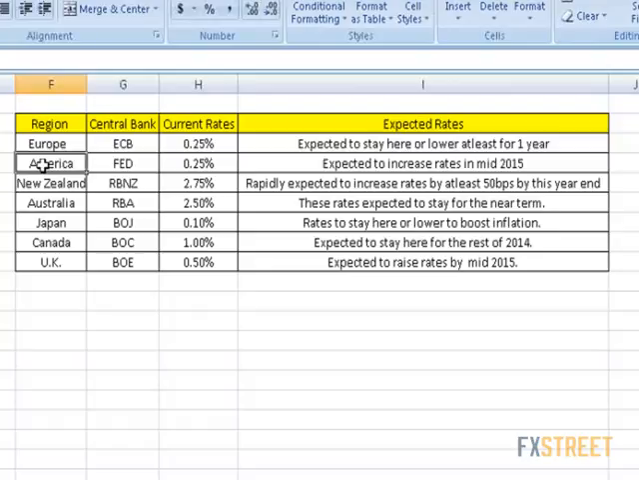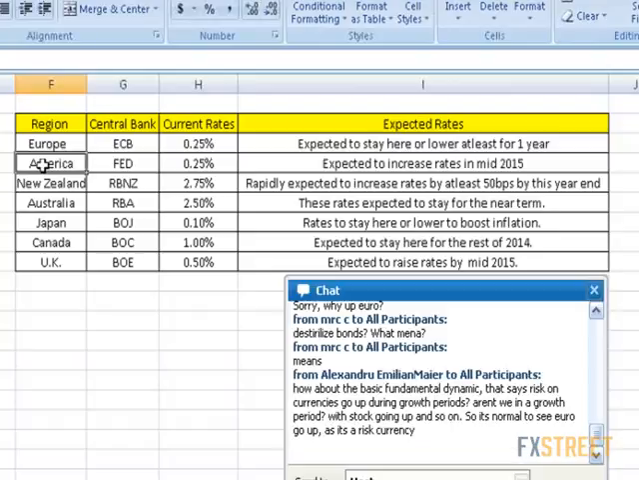All right, so I've got a question from Alexandro Emilian. How about the basic fundamental dynamic that says risk-on currencies go up during growth periods? Aren't we in a growth period with stocks going up and so on? So it's normal to see the euro go up as it's a risk currency. All right, just to make it clear, the euro is not really considered a risk currency. If you compare the euro with the New Zealand dollar and Australian dollar, these are considered risk currencies because the interest rates are really high. Even the Canadian dollar is considered more of a risk currency compared to the euro.